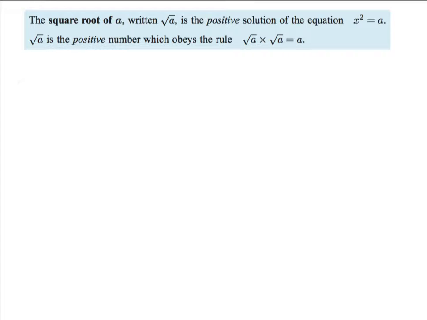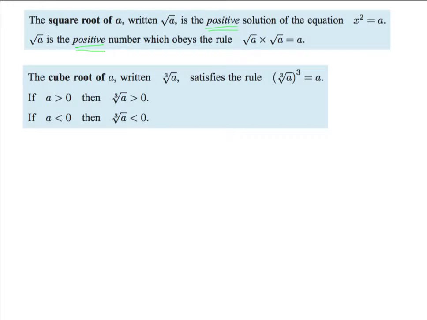Our official definition of the square root of a. The square root of a, written as the square root symbol with an a underneath it, is the positive solution of the equation x squared equals a. So the key to that is this a is always positive when you're underneath the square root. The square root of a is a positive number, which obeys the rule square root of a times square root of a equals a.